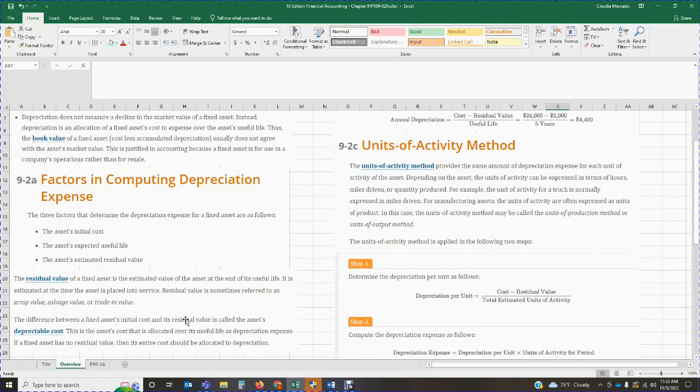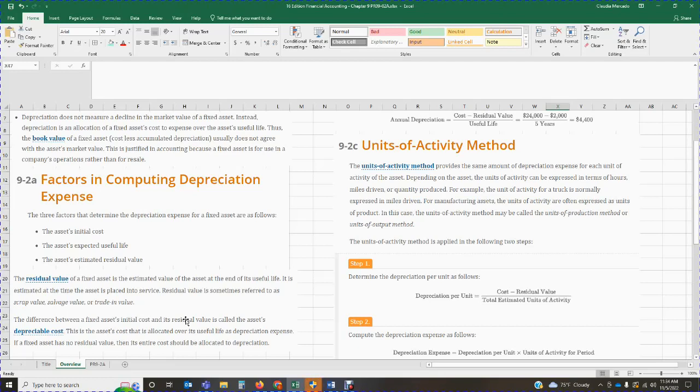Next, we have the units of activity method. The units of activity method basically provides the same amount of depreciation expense for each unit of activity. So here we're tied to an actual activity. Depending on the asset, the units of activity can be expressed either in hours, miles driven, or quantity produced. So it just depends on the type of business that you're running. If you have vehicles, if you have machinery, what is it that you have? How are you going to identify how you're going to depreciate that asset?